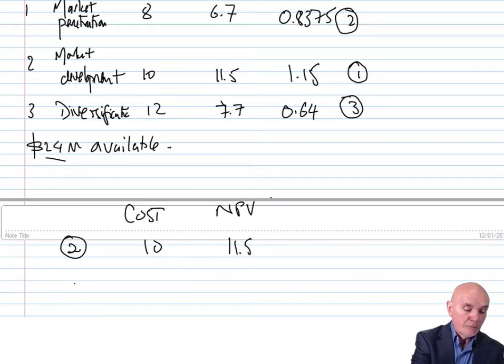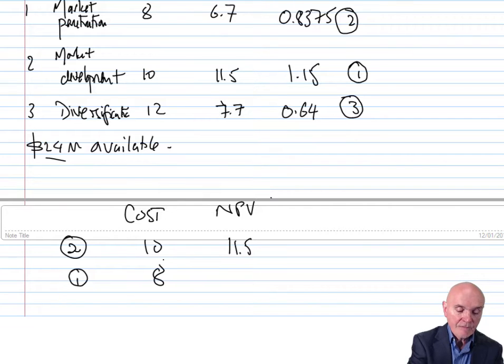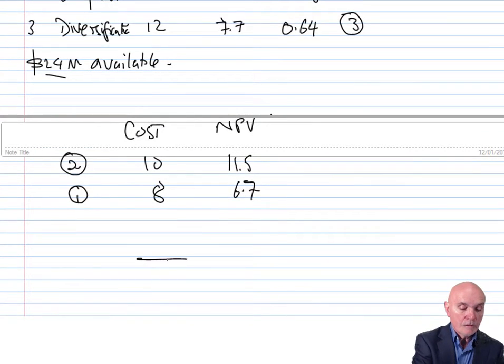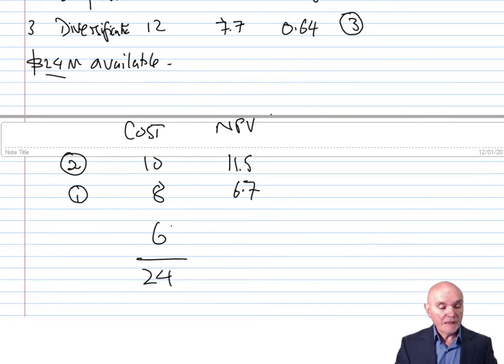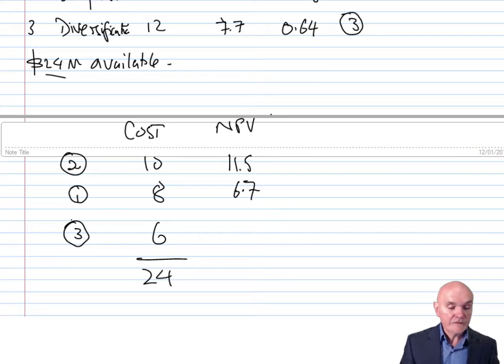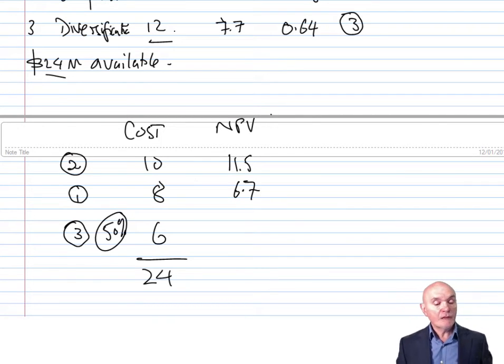Then we go up to project number 1. Total cost there is 8. Yes, we can do all of that. That's going to give us 6.7. And we know we've got 24 in total, so we're going to be left with 6 there. So when we get on to project 3, the worst of them here, we can essentially do 50% of it. The whole project would cost 12. We have 6 left. We can do 50% of it. So instead of 7.7, we're going to be getting 3.85.